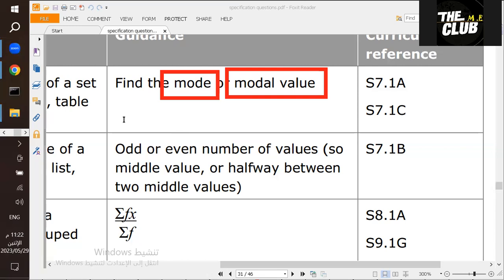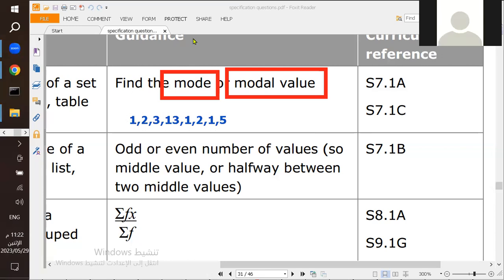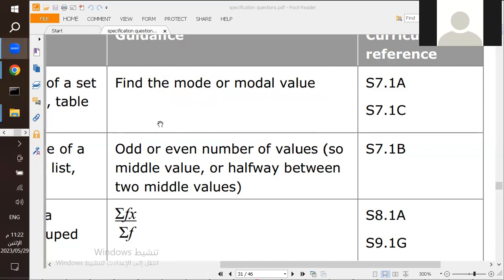It means when they give me data, if it's numbers like this, which one is the mode? One. 1. Because it's repeated many times, okay? Now that's the idea of mode or modal value. Easy? Yes. Focus on the questions.